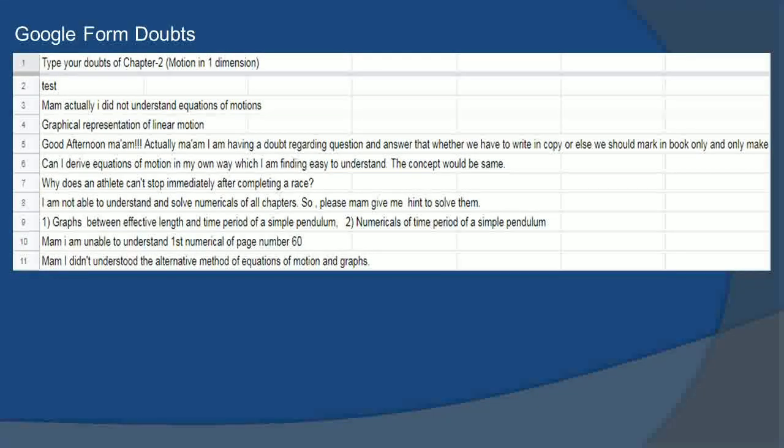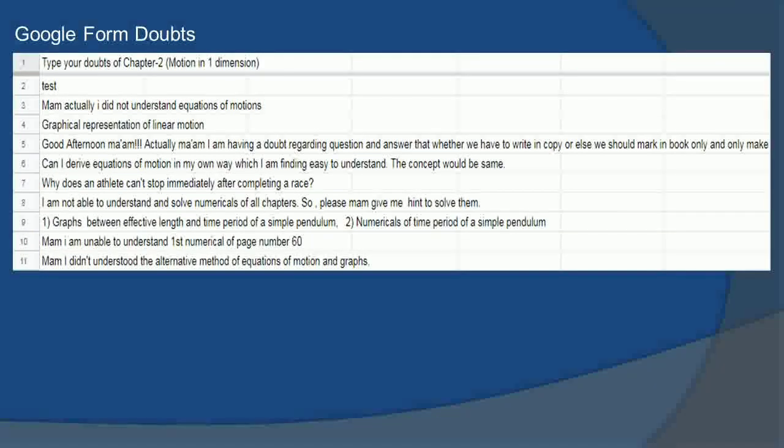Our next question is, I am not able to understand and solve the numericals of all the chapters. This you should not say, because in our book most of the numericals are given in a very easy way. So you have to see the numericals. Many solved numericals are also given in the book, so you have to try. Now you are in class 9, and self study is a must at this stage. And if there is any particular numerical you are not able to understand, you can ask.